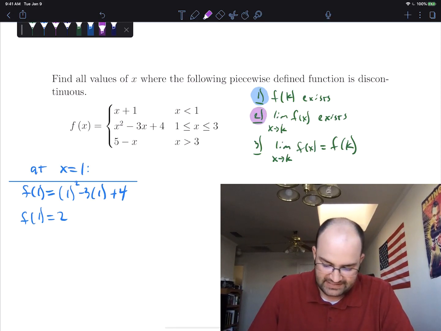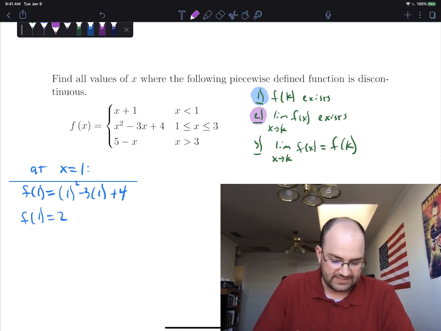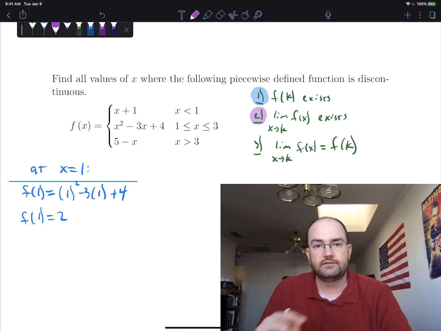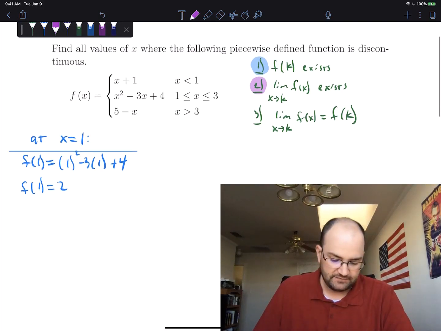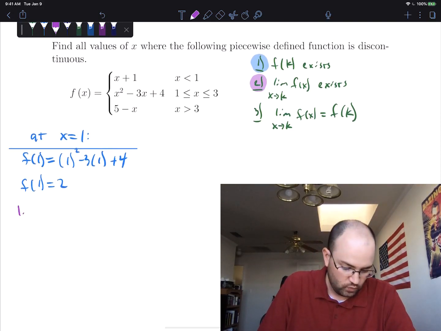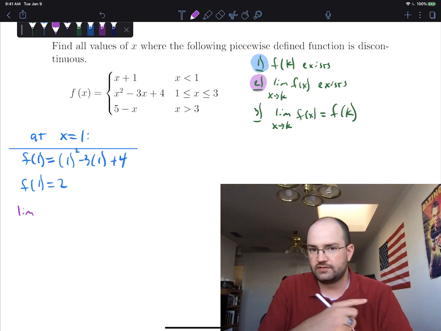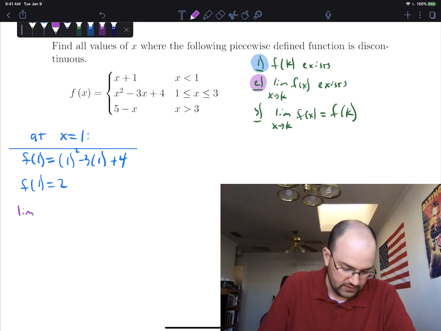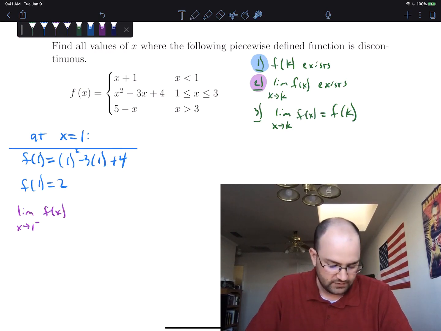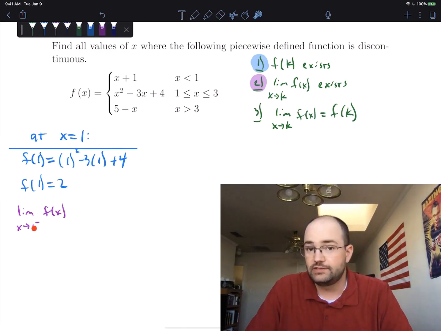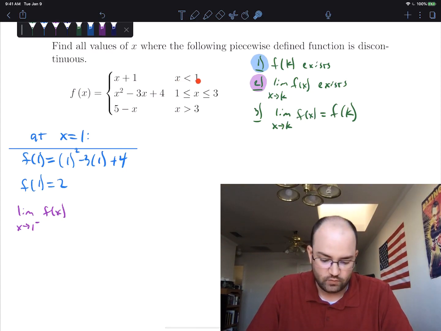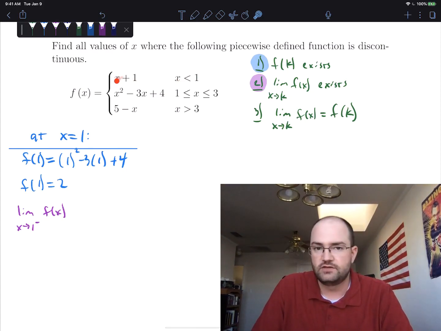Next, let's look at the second condition. The second condition is to determine if the limit exists. But to figure that out, we're going to have to ask, what is the limit on each side of 1, to the left of 1 and to the right of 1? So we want to know what is the limit as x approaches 1 from the left of f of x. Now, if you're to the left of 1, let's say you're at 0. Is 0 less than 1? Yes, so this is actually the definition you need.